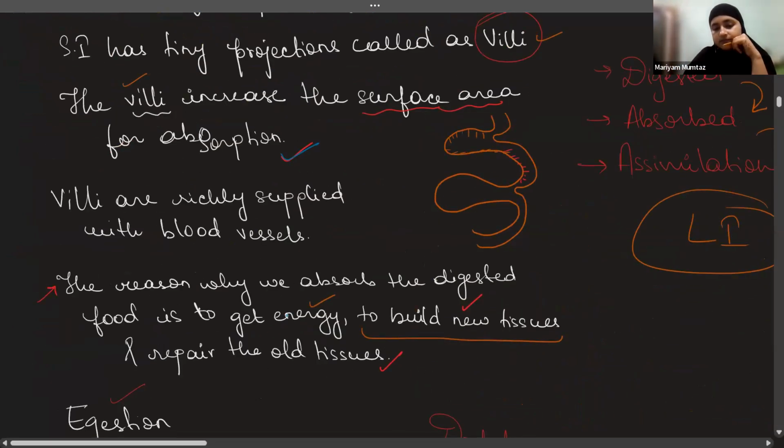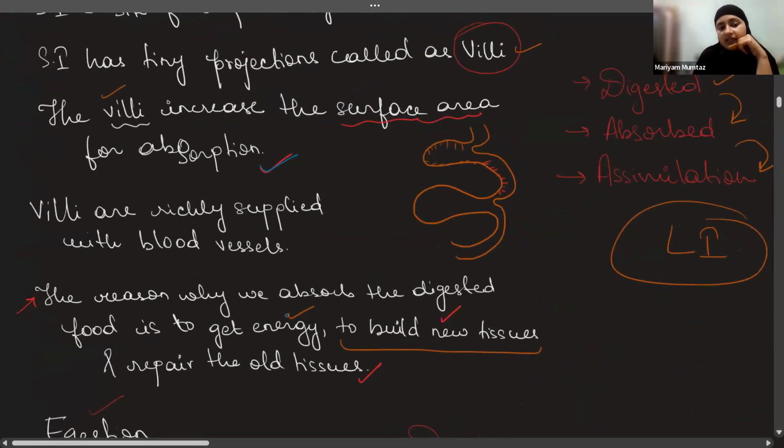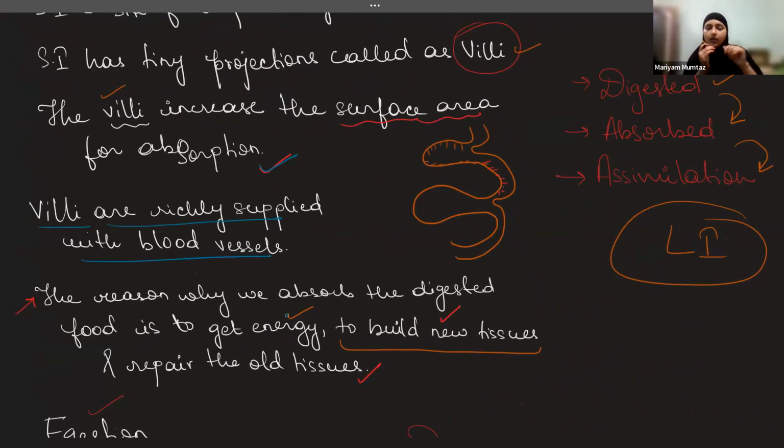Okay? Yes. So, the villi are richly supplied with blood vessels. Ultimately, whatever energy and molecules are there after digestion have to be sent into the blood stream. Blood has to absorb it. So that is why the villi are richly supplied with blood vessels, meaning the digested food can now be directly absorbed by the villi present in the small intestine.